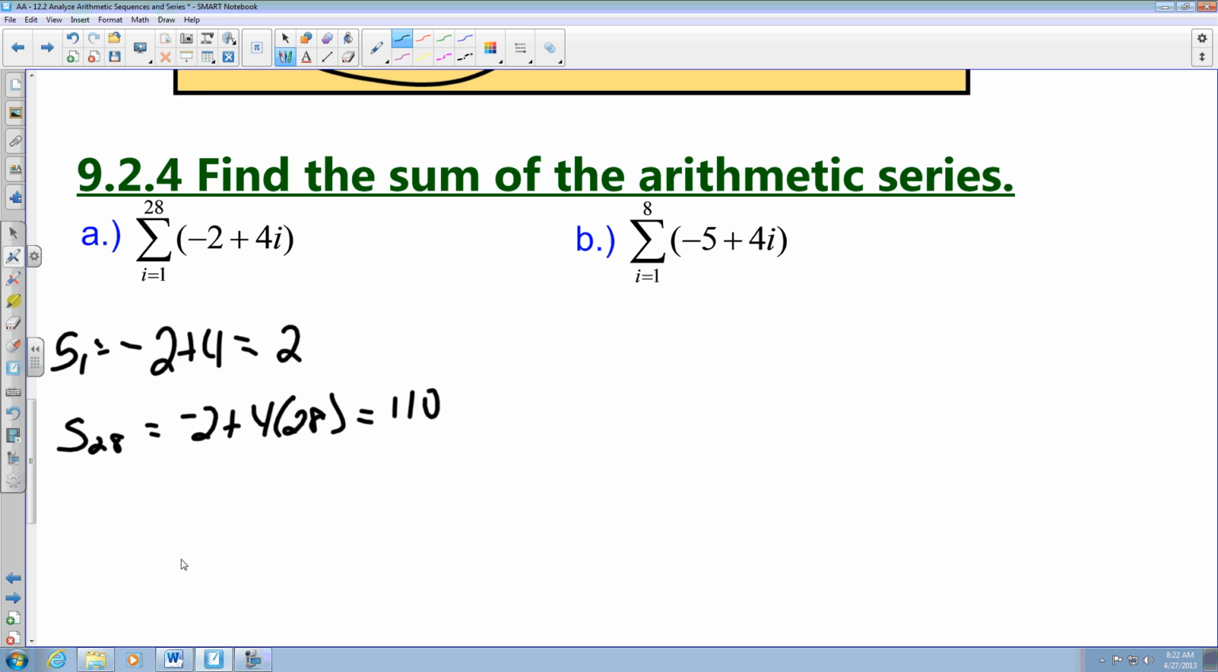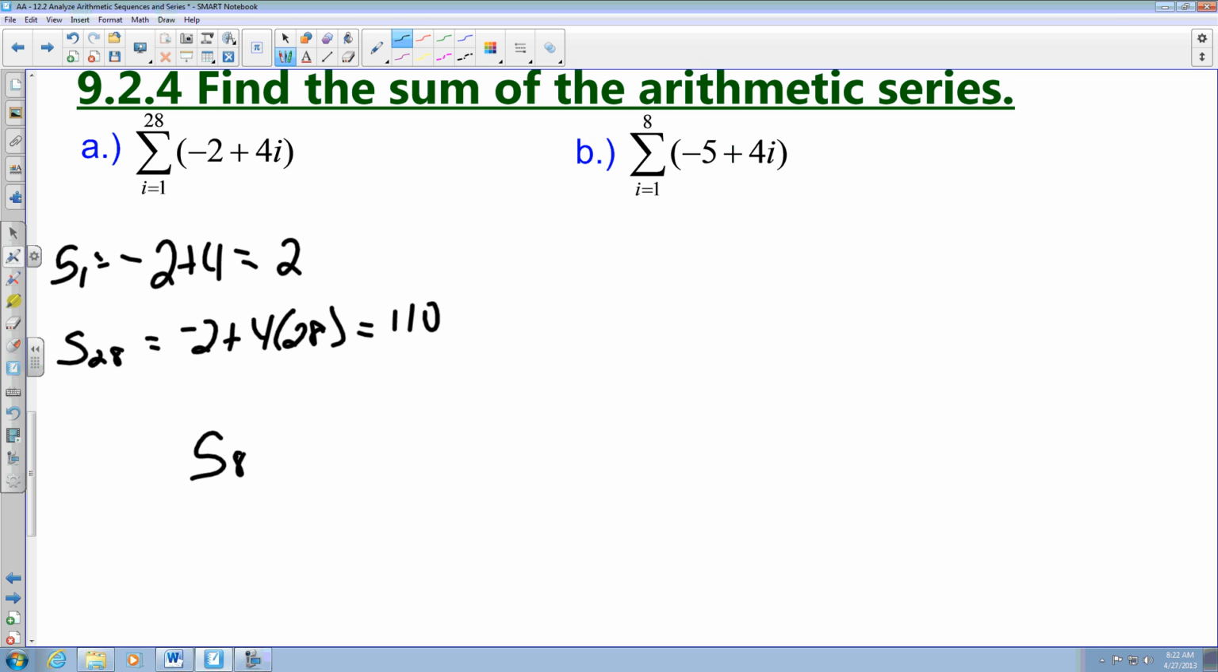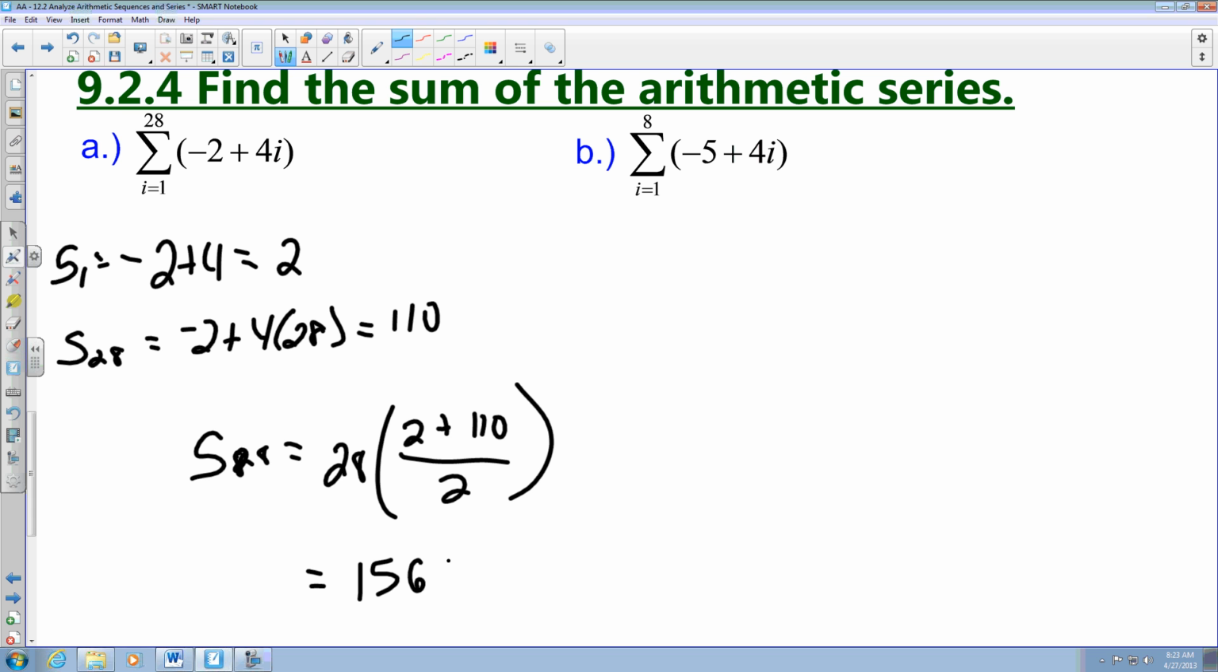So if I wanted to find what S of 28 is in a sum sense, I can say n, which is 28, times the first value, which would give me 2 plus 110, all divided by 2. So 2 plus 110 is 112. 112 divided by 2 is 56. 56 times 28, which means that this series, when you add them together, is going to be 1,568.